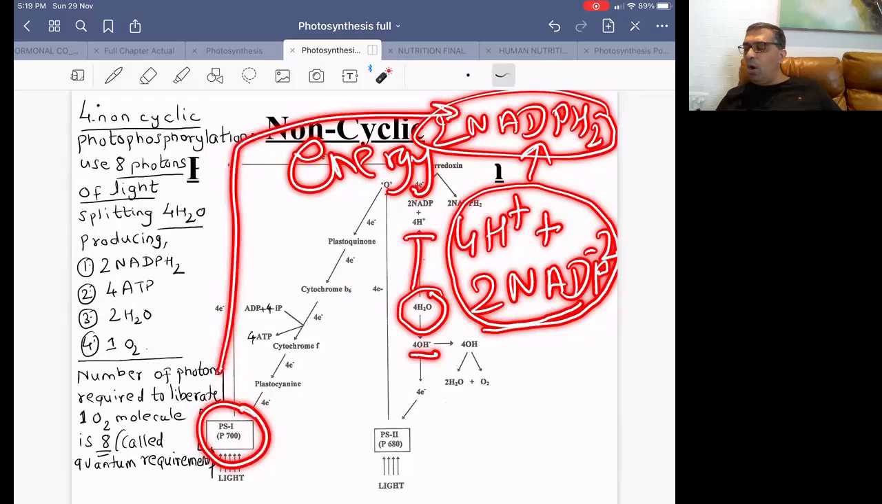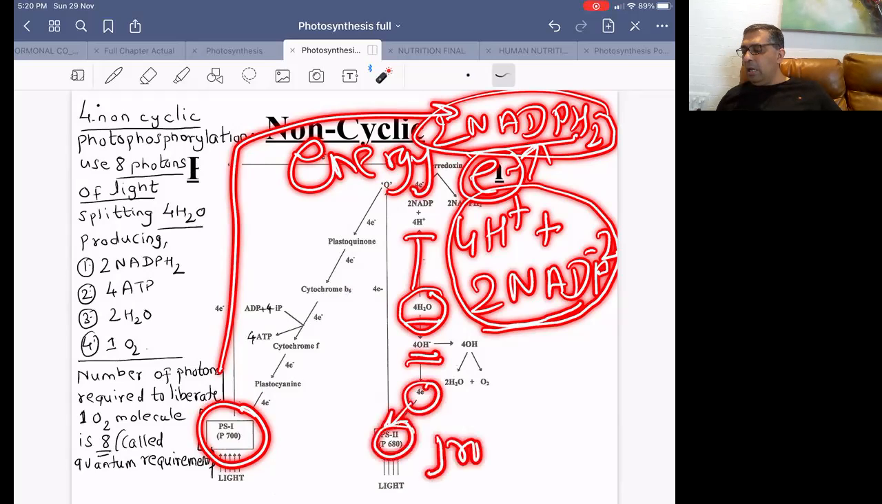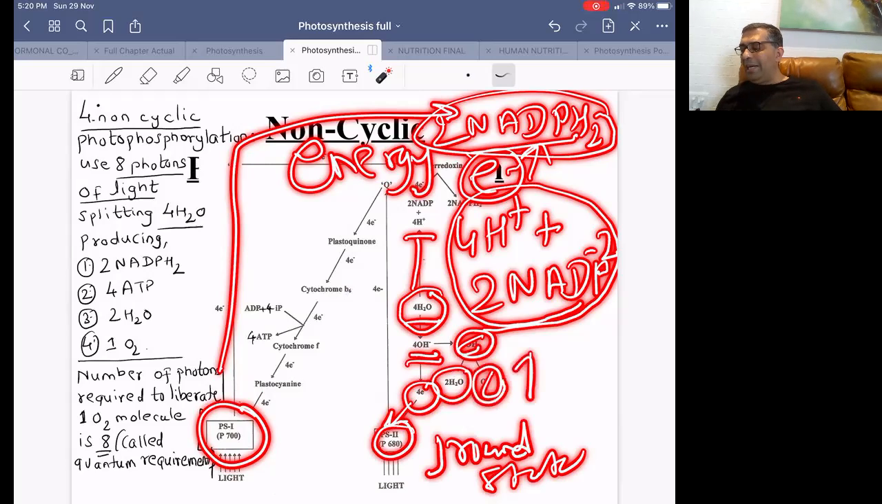So these electrons had energy, so NADPH2 is rich in energy, and 4H2O has become 4OH minus, which has become 4 electrons, brought 4 PS2s back to ground state, and we have 4OH formed. 4OH form 2H2O and O2. And O2 is liberated as free gas.